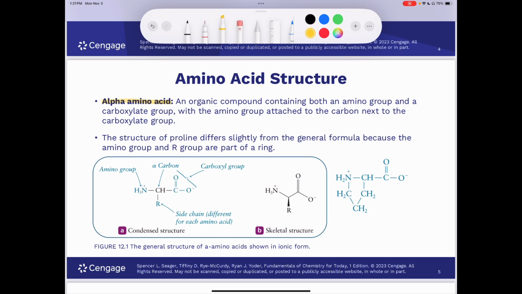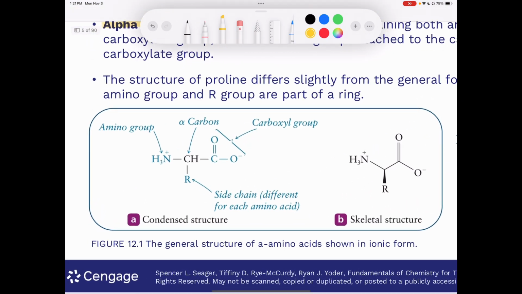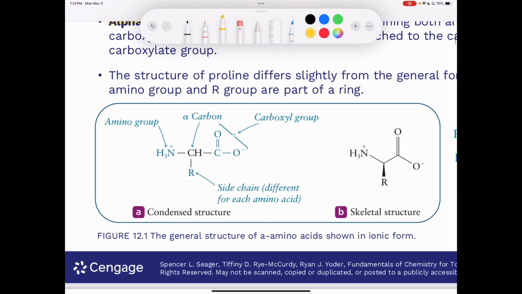So an alpha amino acid is an organic compound containing both an amino group and a carboxylate group, with the amino group attached to the carbon next to the carboxylate group. And then there's a note here about proline, which differs slightly from the general formula of an amino acid because the amino group and the R group are part of a ring. But let's take a look at the structure inside this box here on the left-hand side, where we have the condensed structure of our alpha amino acid.